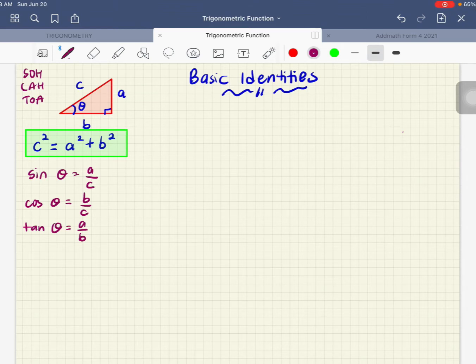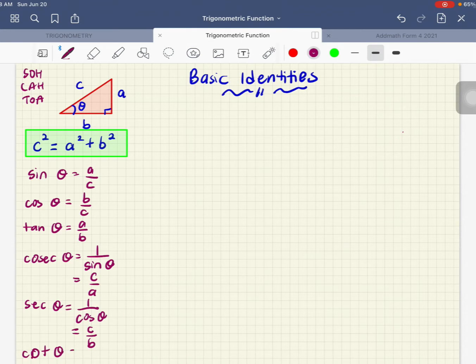Now we probably need cosecant, secant and cotangent as well, so I'm going to do this as well. Start with cosecant first. Cosecant is 1 over sine theta, so it's C over A. Then we have secant theta, which is equal to 1 over cos theta, so this will be C over B. And cotangent theta is equal to 1 over tangent theta, which brings us to B over A.